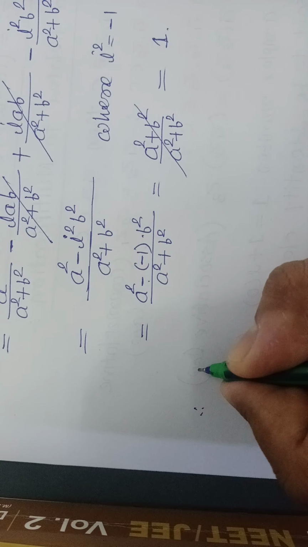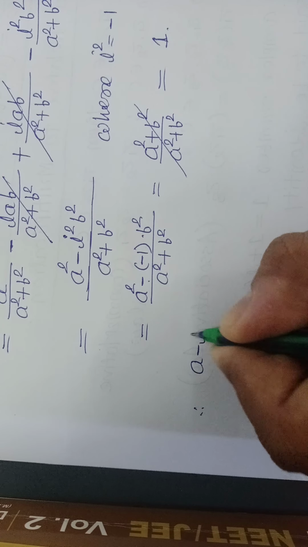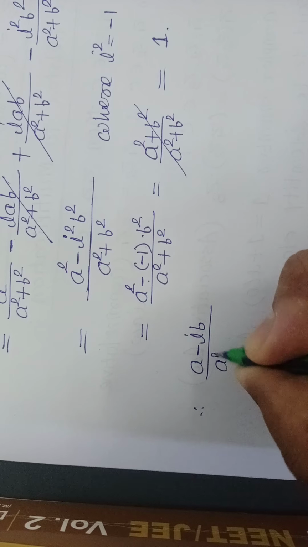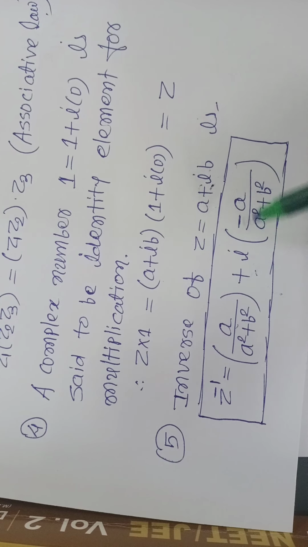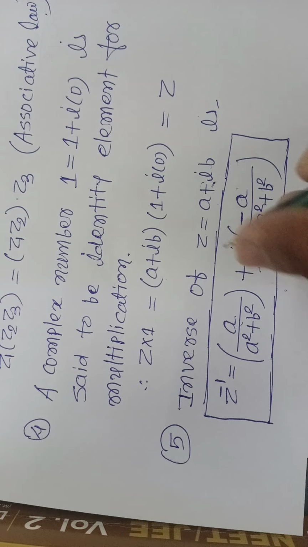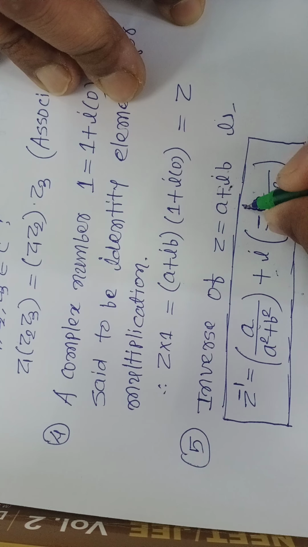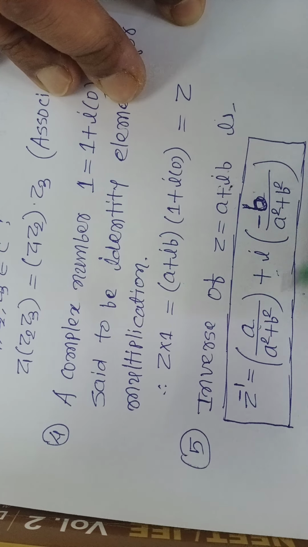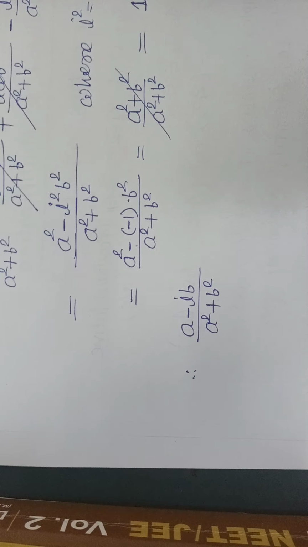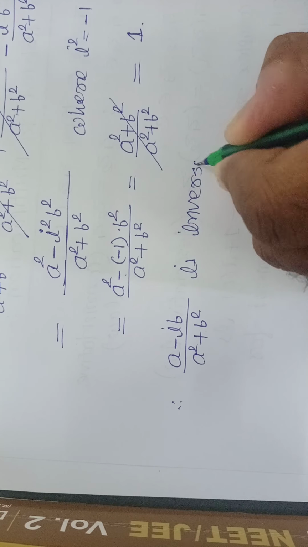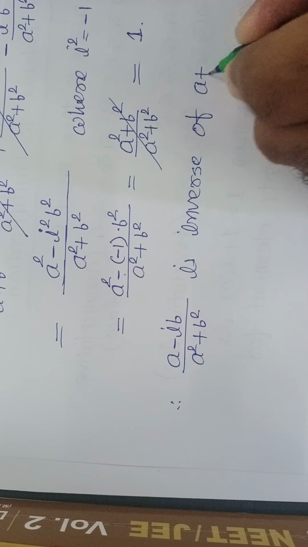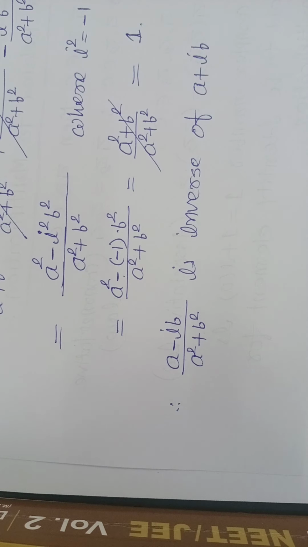So therefore what may we say? Therefore we just say that a minus ib upon a square plus b square. I write it in short. Actually the meaning is this: a minus ib upon a square plus b square is the inverse of a plus ib. So this is very easy, this is all you have to do, right?